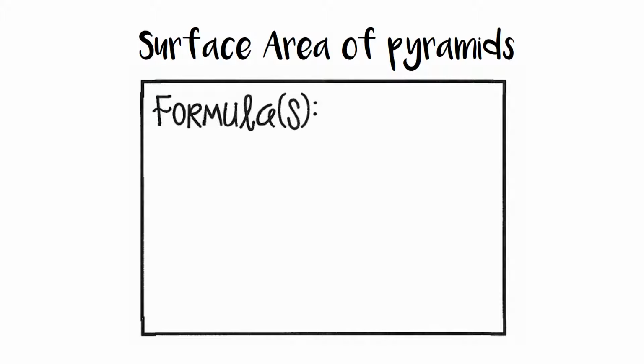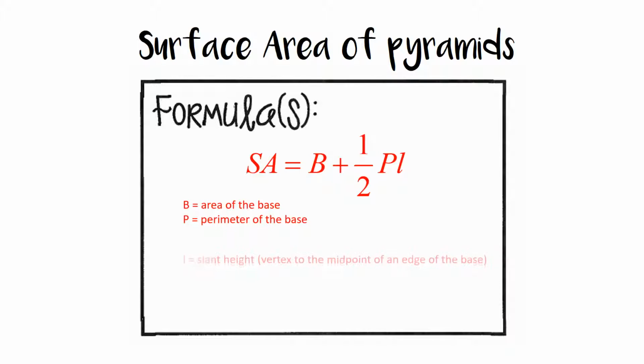Or if you really wanted a formula for that or a shortcut, this would be your formula. Surface area is equal to the area of the base plus 1/2 times the perimeter times L, which stands for slant height. So again, in this formula, big B stands for the area of the base, and the P stands for the perimeter of the base, and L stands for the slant height, or where the vertex or the top of that pyramid meets the midpoint of the edge of the base.